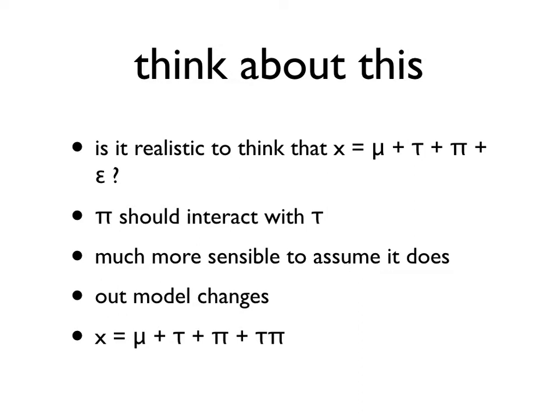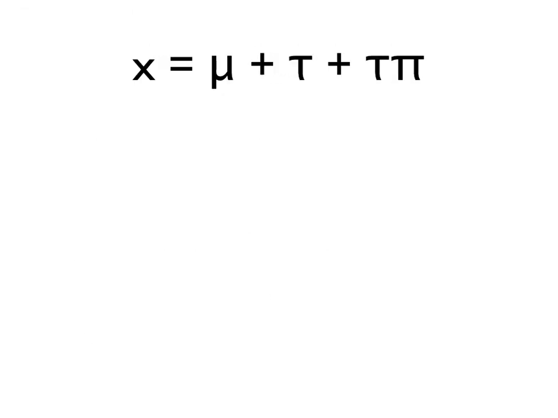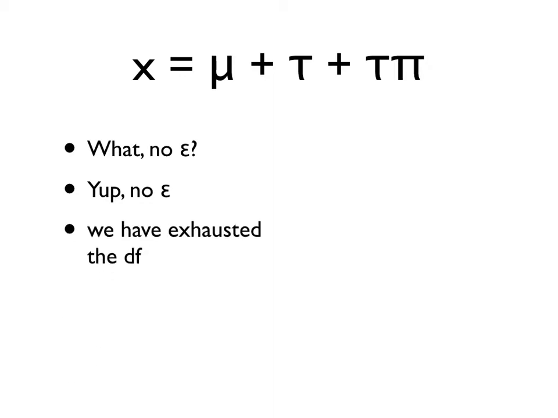So, does that make sense? That's our new model? Okay. So that's our model, x equals mu plus tau pi. And you're thinking to yourself, there's no epsilon? How could there be no epsilon? There's no epsilon. There's nothing left. We've exhausted the degrees of freedom. There aren't any left. Because think about this.